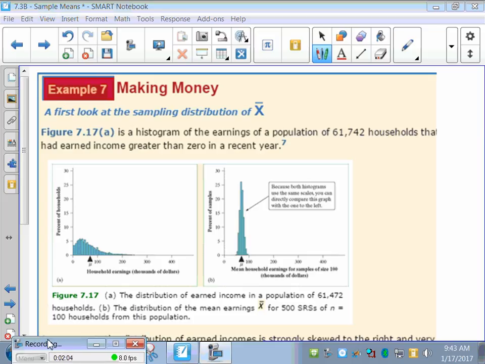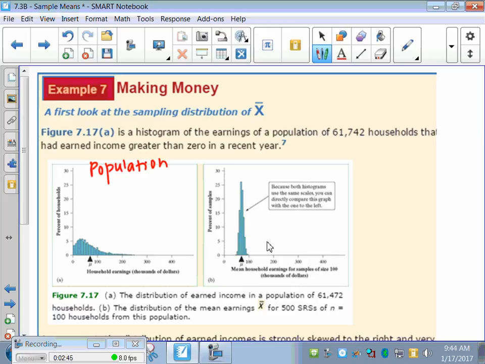All right, making money. First we'll look at the sampling distribution of x bar. By the way, the true sampling distribution is when you take every single possible sample, so a ton of samples, fill them all in, and that would be a true sampling distribution, which would then match the true mean of the population. Here we have a histogram of the earnings of the population of 61,742 households that had earned income greater than 0. That's positive. So over here we've got the population.